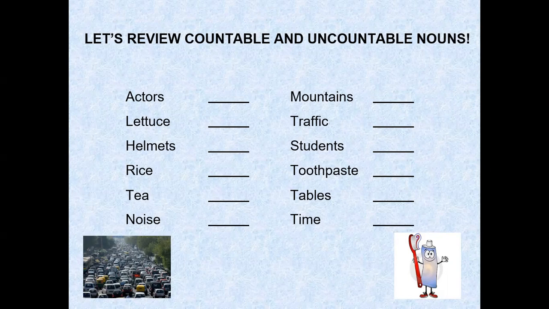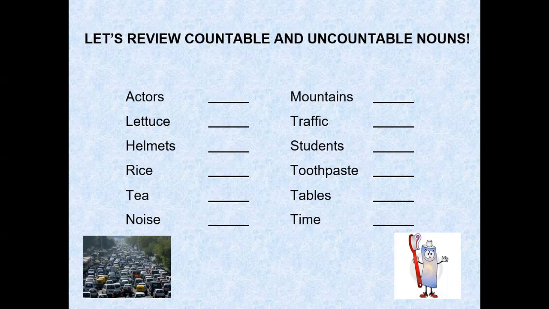I will repeat again, okay? Actors, lettuce, helmets, rice, tea, noise, mountains, traffic, students, toothpaste, tables, and time. Okay, my friend, for these words, please tell me if these words are countable or if they are uncountable. What do you think, okay?